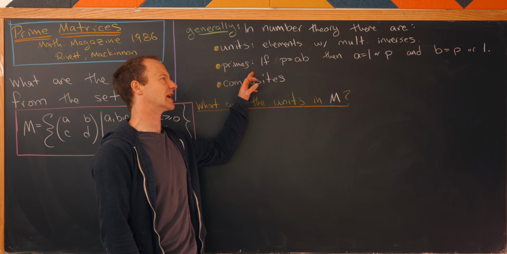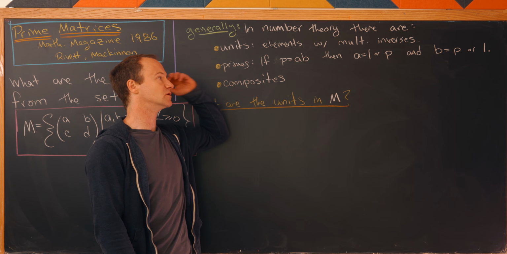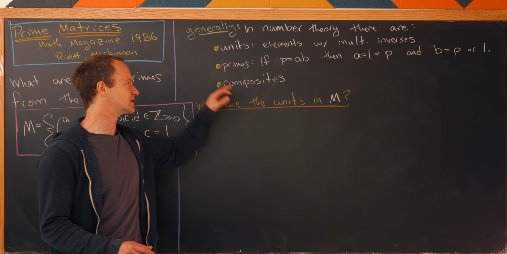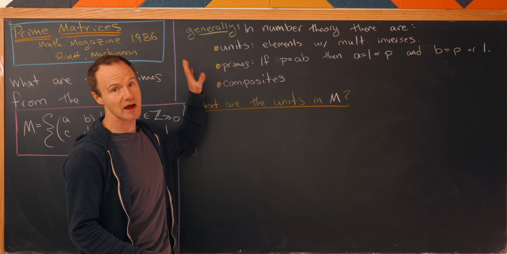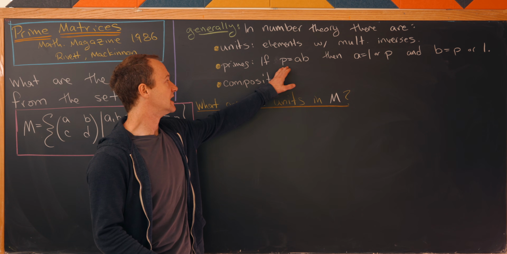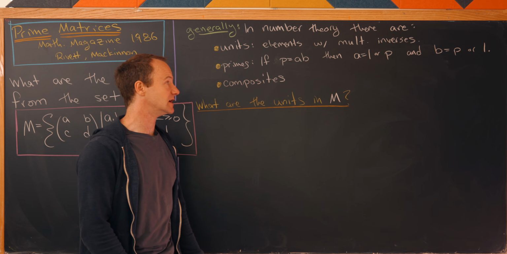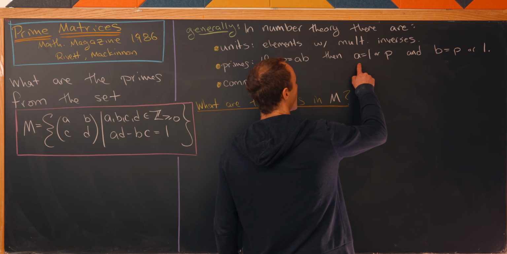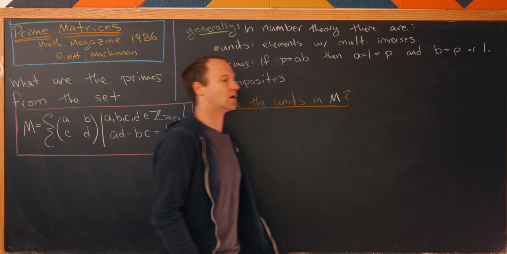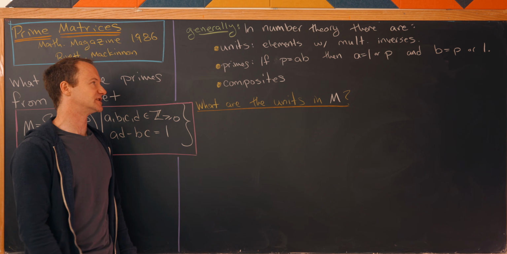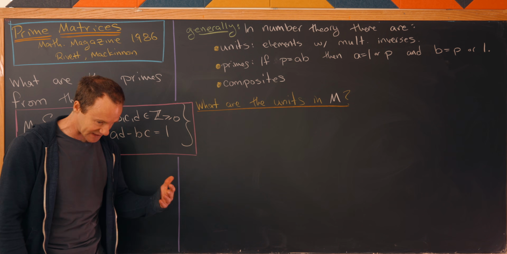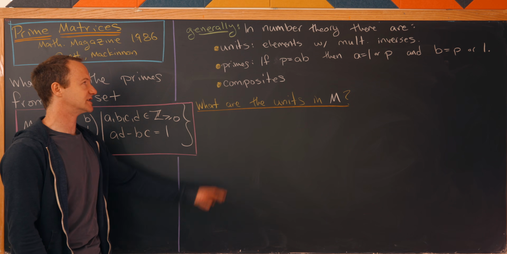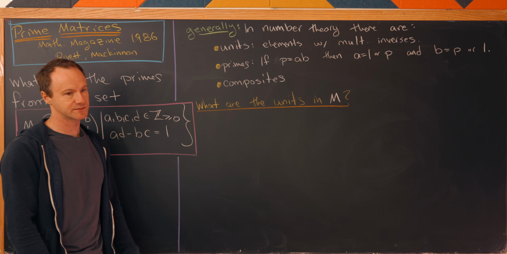And this is simplified a little bit to the case where our only unit is 1. But that being said, it could be rewritten in a more general case. So just keep that in mind. So anyway, primes satisfy this rule. If we can write P as A times B, then A is equal to 1 and B is equal to P, or A is equal to P and B is equal to 1. In other words, the only factorization of a prime is as that prime times 1. And then there are, of course, composites, which are neither units nor primes.